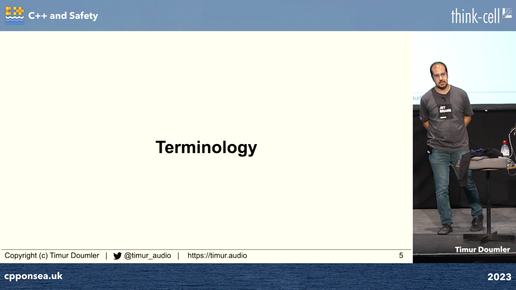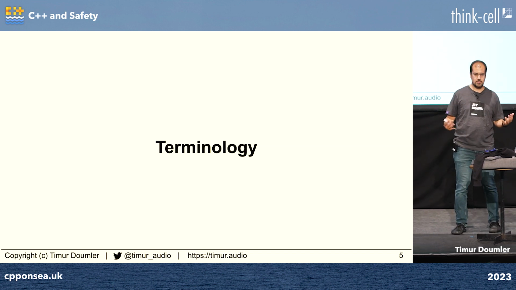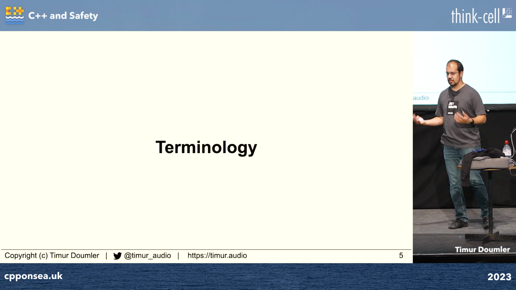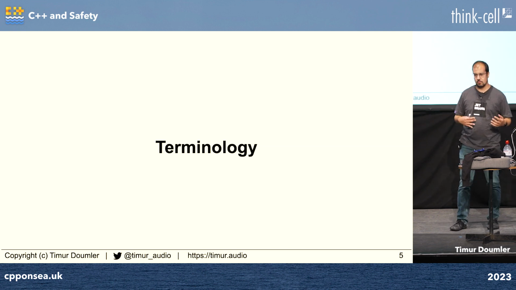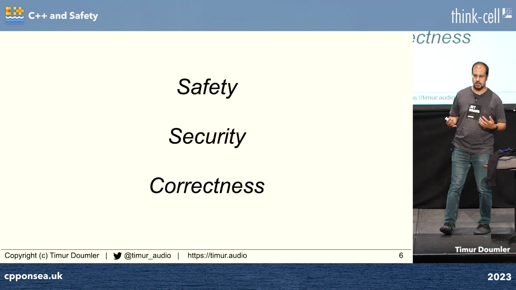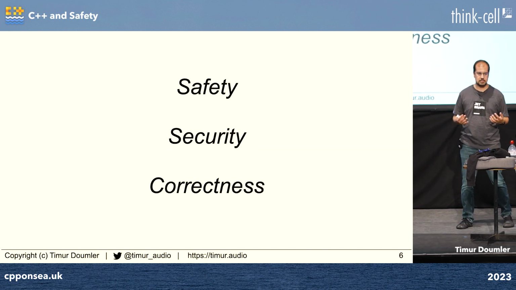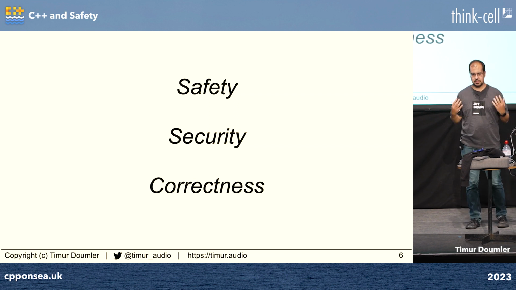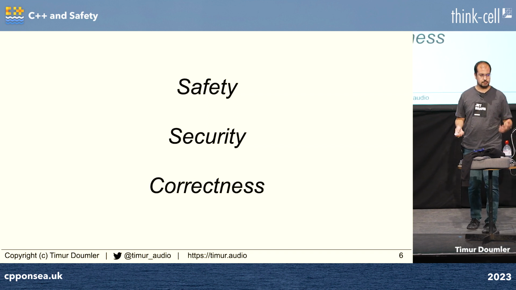And one problem that I faced is that the terminology wasn't clear. Everybody was talking about safety, but safety meant very different things to different people. There were also these other terms like security and correctness that were kind of floating around, and I didn't have a good definition of those things. So I thought maybe a good way of starting would be to figure out what these things mean.